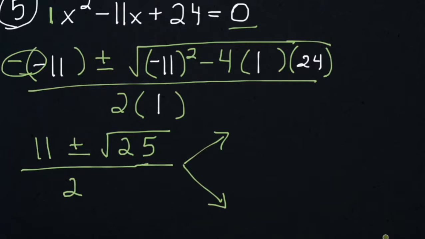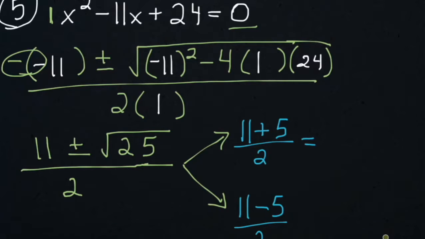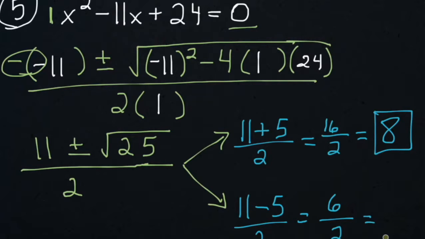I have 11 plus square root of 25, which is 5, all divided by 2, and 11 minus 5 divided by 2. Now, what's 11 plus 5? 16, and 16 divided by 2 is 8. So one of my roots is at 8. 11 minus 5 is 6. 6 divided by 2 is 3. So my other root is at 3. So my quadratic has roots at 3 and 8, and that's where it goes through the x-axis.